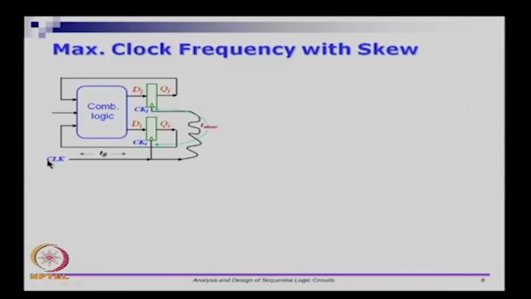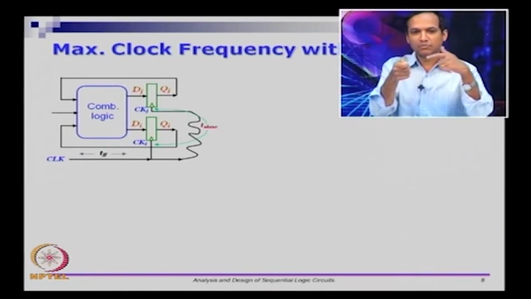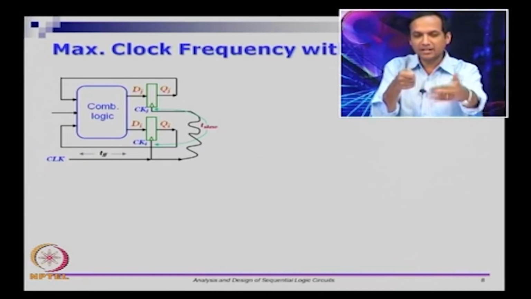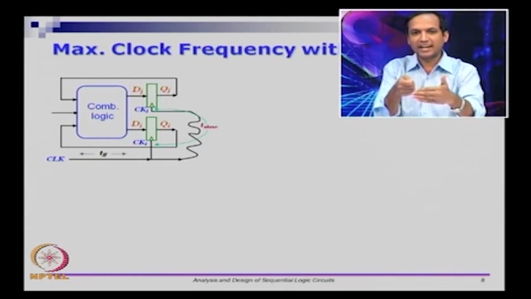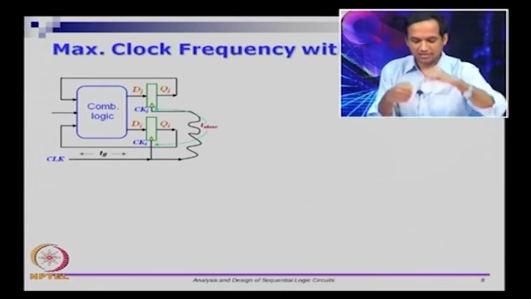So you have CLK, and you have CKI and CKJ. What could happen is, imagine I am shooting an LED light. If I shoot from here, somebody at a closer distance will actually see the light earlier than somebody at a larger distance.